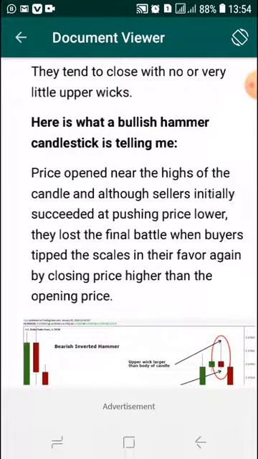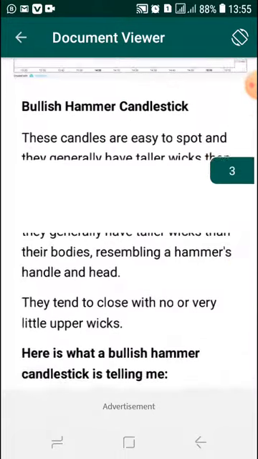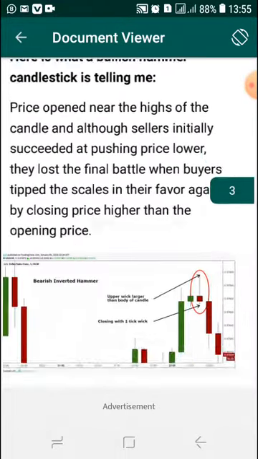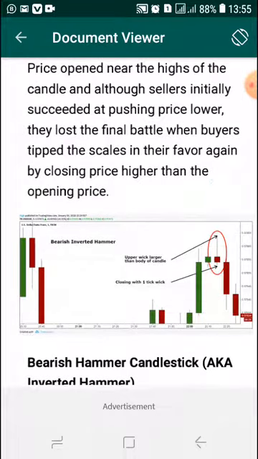And here is what a bullish hammer candlestick is telling us, right? The price opened near the high, right? This one is bullish. Remember, we're talking about the bullish one, okay? The price opened near the highs of the candle, and although sellers initially succeeded at pushing price lower, they lost the final battle when buyers tipped the scales in their favor again by closing price higher than the opening price.